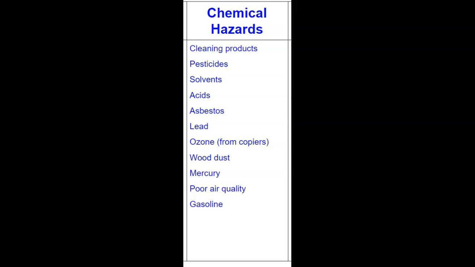Ozone, wood dust, mercury, poor air quality, gasoline. A lot of these have to do with breathing, and breathing in the fumes from these types of things. But it's also, like I said, could be things like you don't want to get acid or mercury like on your skin. Okay. So those are chemical hazards.